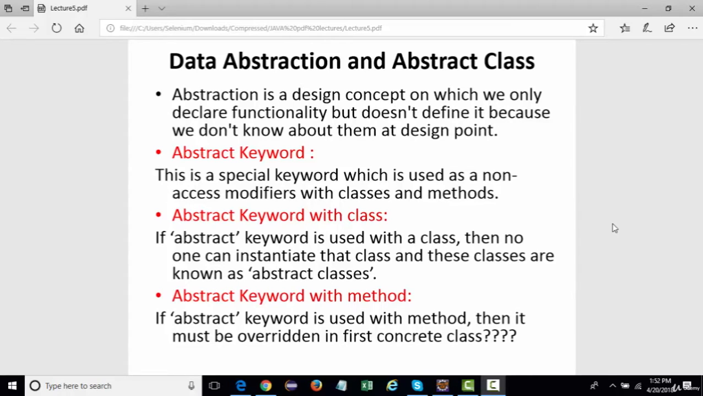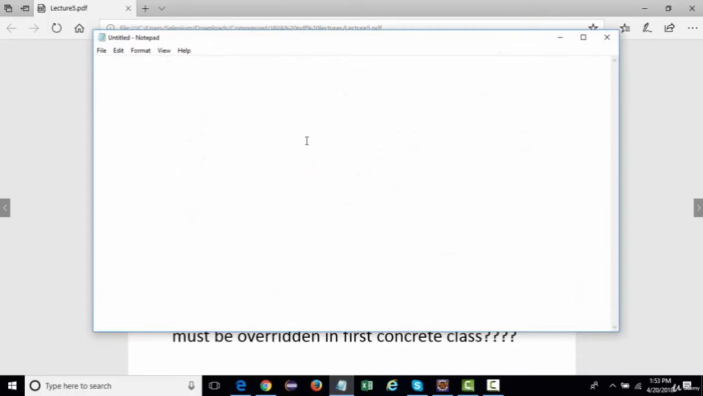But abstraction is basically a design concept in which we only declare functionality, but we don't define it, right? Because we don't know about the functionality at the time we are designing it. If I refer to something, let's say when WebDriver was created, let's assume that WebDriver was a class, although it's an interface. But let's take an example. Let's say it was a class.